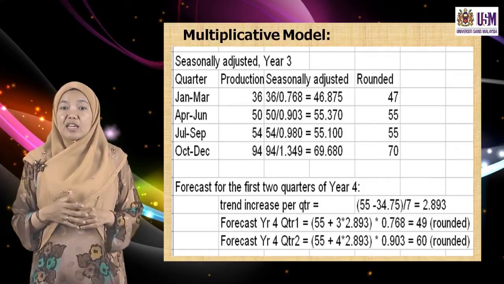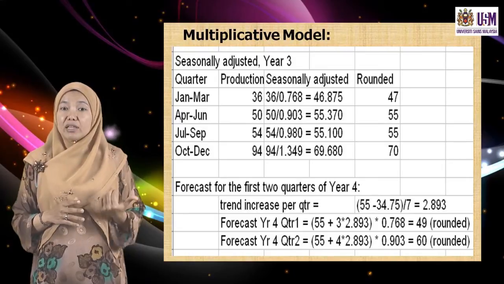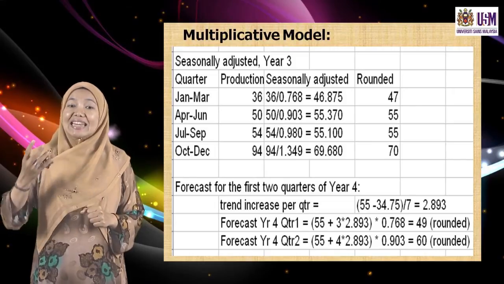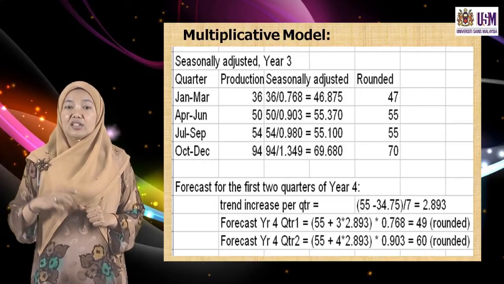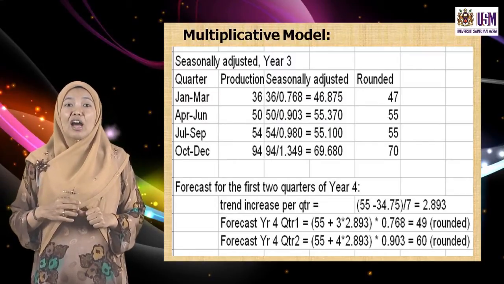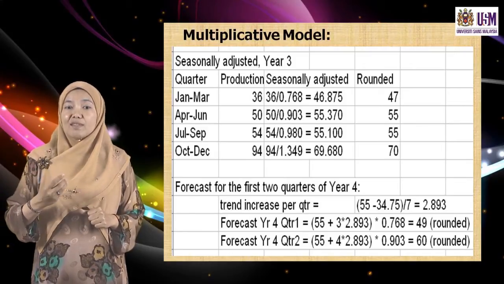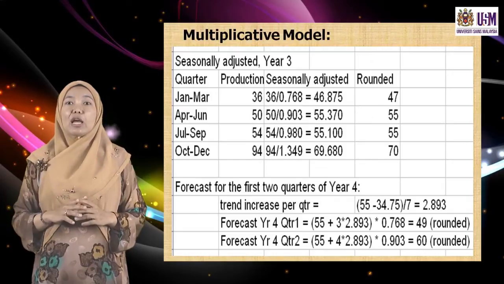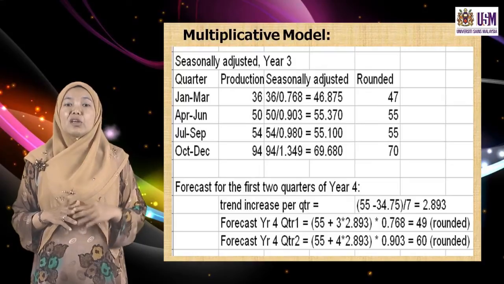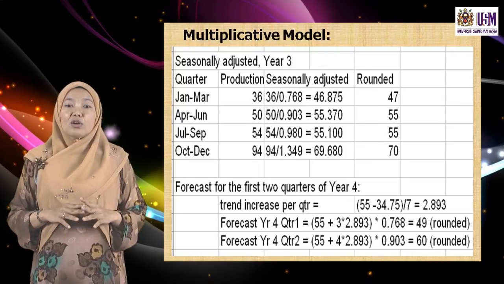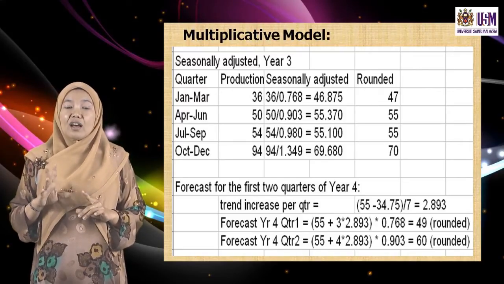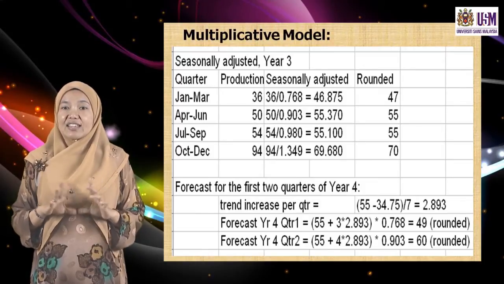Now let's forecast the production value for quarter 2 in year 4. The same thing: you take the last available trend value from your trend column, which is 55, from quarter 2, year 3. You want to forecast quarter 2, year 4, so you have to jump 4 times. So 4 multiplied by 2.893, the average increase per quarter. You add that to the last trend value, and you multiply everything by the seasonal index for quarter 2. After rounding up, you get a production value of 60.